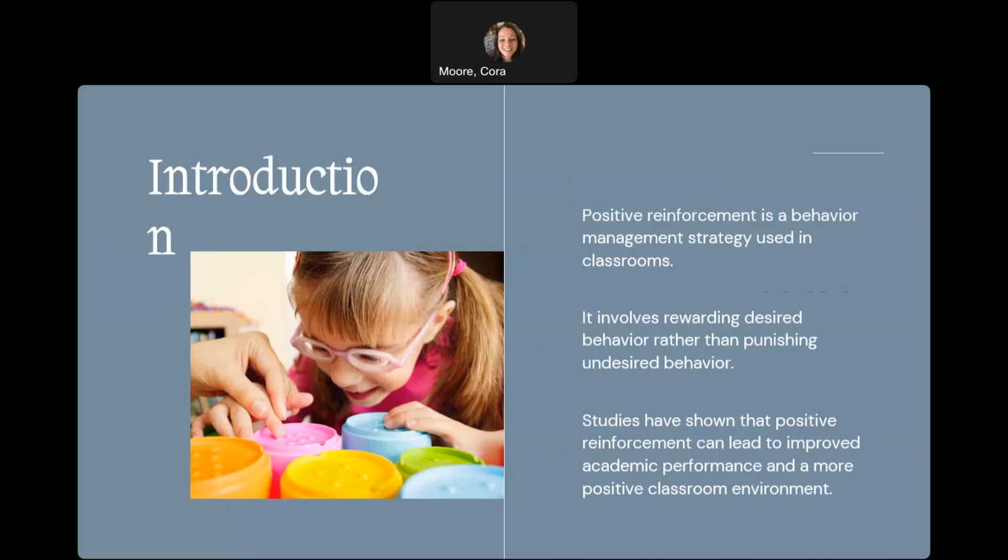Punishment is about reprimanding somebody for an undesired behavior. And a lot of times we have proven that punishment is not the best way to reinforce a behavior. Positive reinforcement seems to be the best behavior management strategy. And we know when it comes to the classroom, that positive reinforcement can absolutely improve academic performance and create a more positive classroom environment.